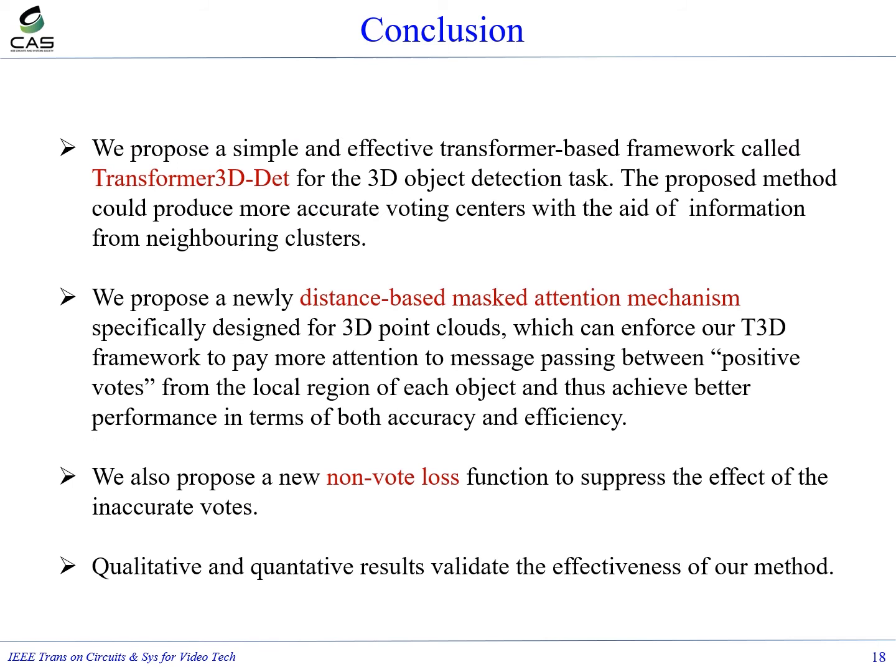In conclusion, in this work, we propose a simple and effective transformer-based framework with a newly distance-based masked attention mechanism. With the aid of the non-vote loss function, we effectively generate more accurate votes and obtain the SOTA results. The qualitative and quantitative results validate the effectiveness of our method.